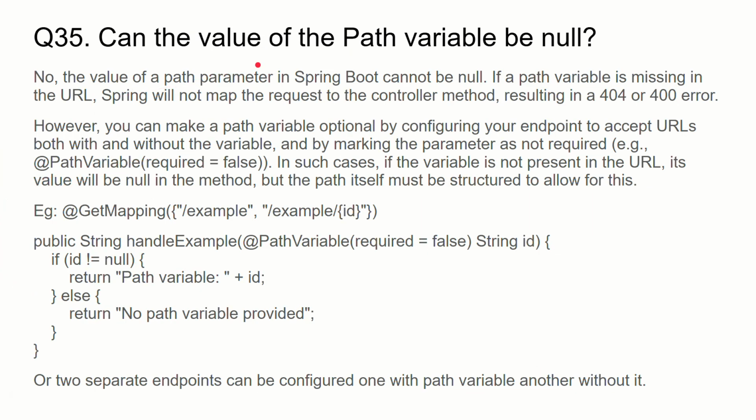Next question is, can the value of a PathVariable be null? No, the value of a path variable in Spring Boot cannot be null. If a path variable is missing in the URL, Spring will not map the request to the controller method, resulting in a 404 error. However, we can make the path variable optional by configuring our endpoint to accept URLs both with and without the path variable. For that, we have to set required as false. Or there is one other method: we can create two separate endpoints, one configured with the path variable and the other one without it.